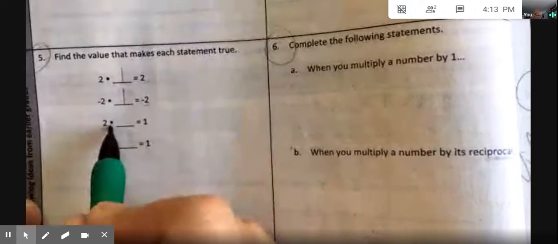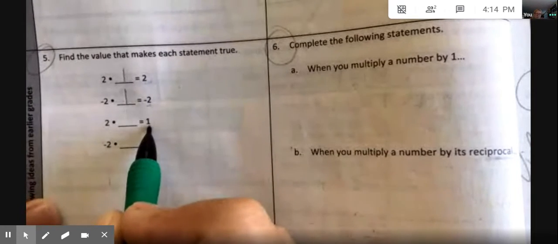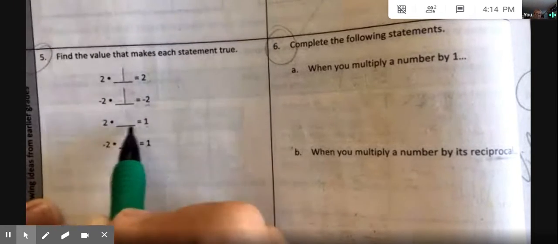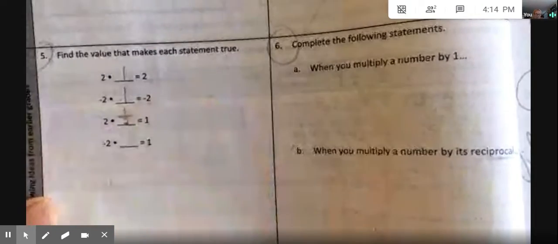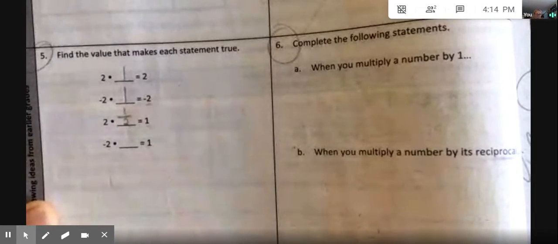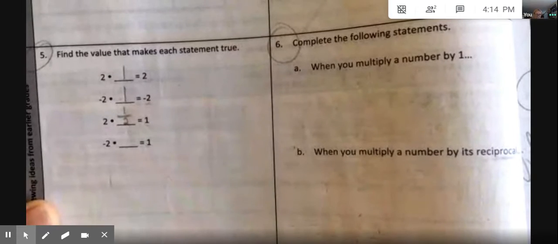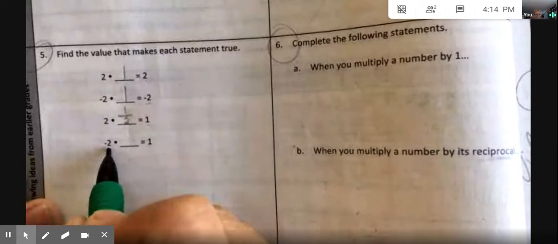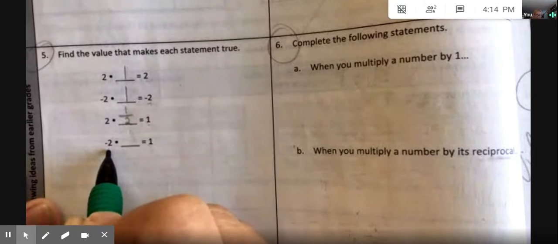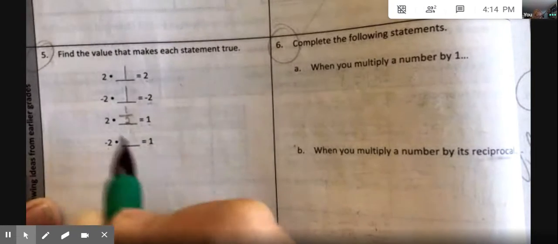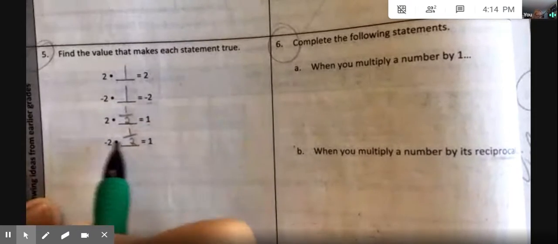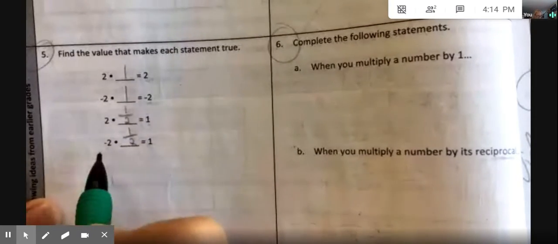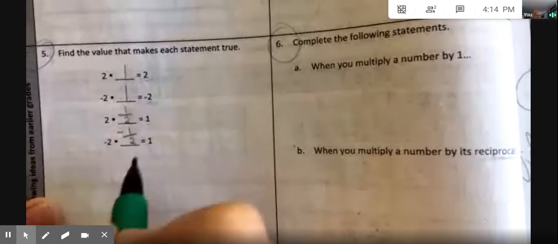But now we have 2 times something equals 1. All right, well, we got to multiply to get smaller. Well, if you take 2 and cut it in half, you're going to have 1. So we can say half of 2, or 2 times 1/2 would give us 1. All right, and then it looks like we're doing almost the exact same thing down here. We have a negative 2, and we're going to 1. So we know we're going to be multiplying with a half, but this is a negative, and our answer is positive. So we'd have to multiply negative times negative to get a positive.